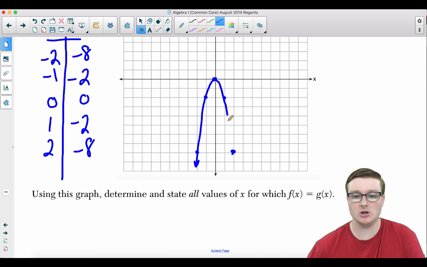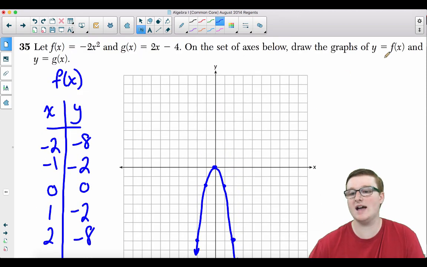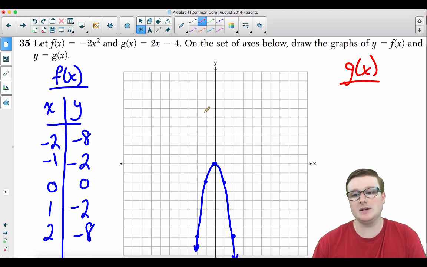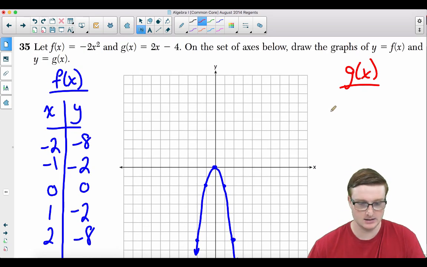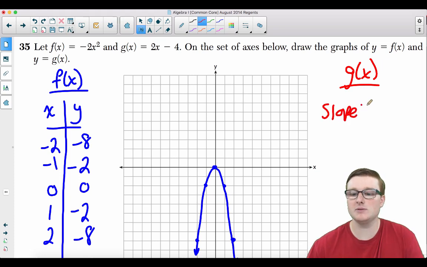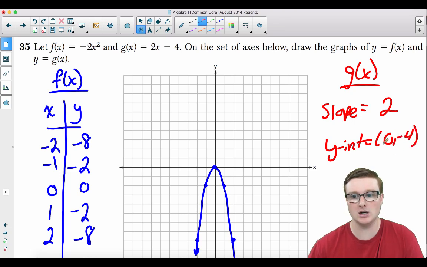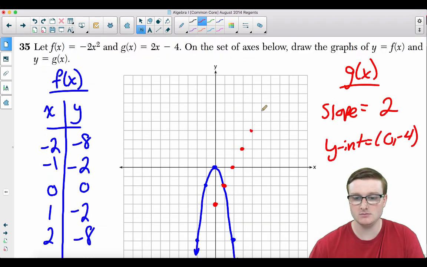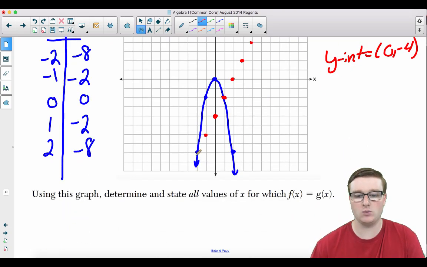Now what's going to happen next is we're going to graph the line, g of x. You don't even need to graph g of x in the calculator, because if you know how to graph a line, you're fine. That rhymes. The slope is equal to 2. Your y-intercept is 0, negative 4. So go to 0, negative 4, and then go up 2 to the right 1, up 2 to the right 1, up 2, and just keep on going. You're going to create that line. Now you're going to go down 2 to the left 1, down 2 to the left 1, down 2 to the left 1, and you just do that there.